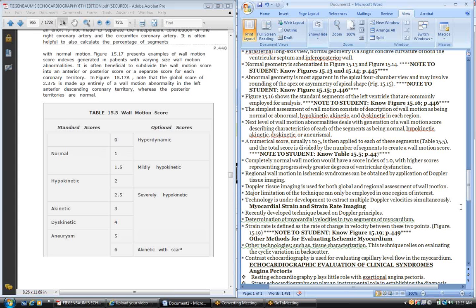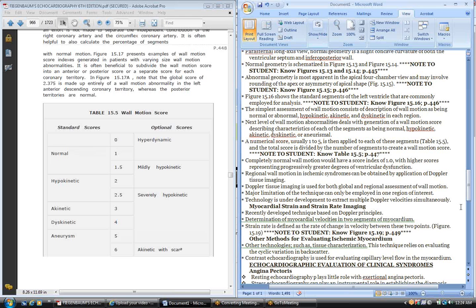Regional wall motion in ischemic syndromes can be obtained by application of Doppler tissue imaging. We call it TDI, or tissue Doppler. Doppler tissue imaging is used for both global and regional assessment of wall motion, and you'll also notice for diastolic dysfunction, we did Doppler tissue imaging on the mitral annulus. A major limitation is that the technique can be employed in only one region of interest at a time. Technology is under development to extract multiple Doppler velocities simultaneously, and it's called strain and strain rate imaging.